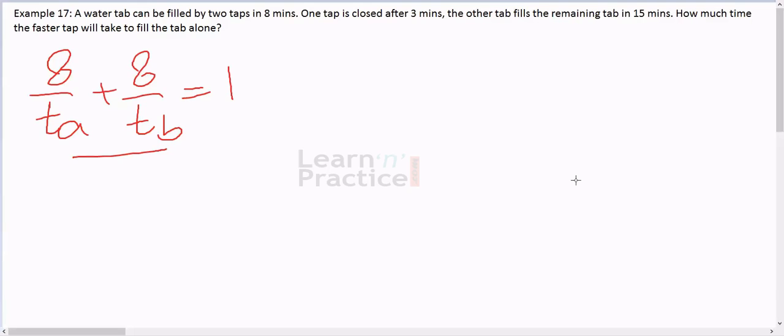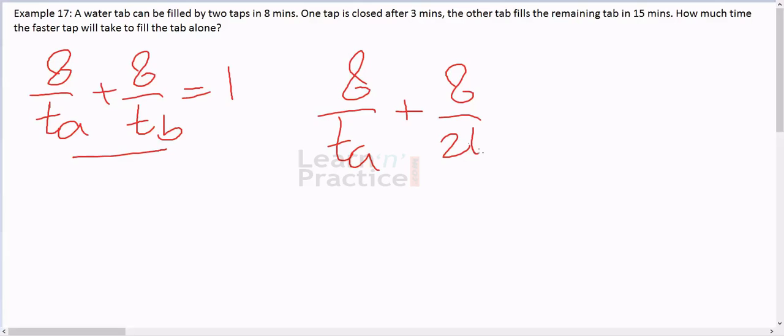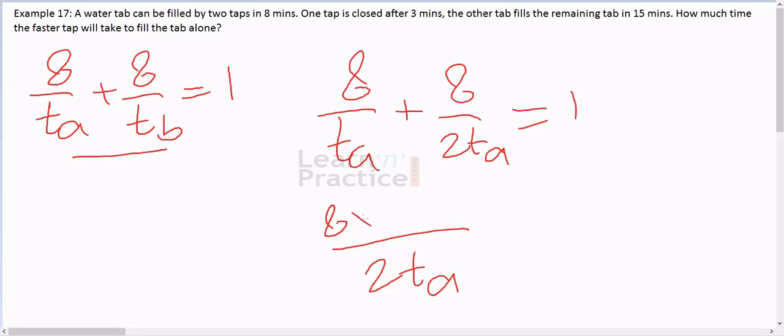So it was 8 by TA plus 8 by, and TB we can put as 2TA, because A is the faster tap, and we have to calculate the value of the faster tap. That's why we are putting the value in terms of A, and this will be equal to 1. Now I take the LCM, so this will be 2TA, this will be 8 into 2 plus 8 is equal to 1.